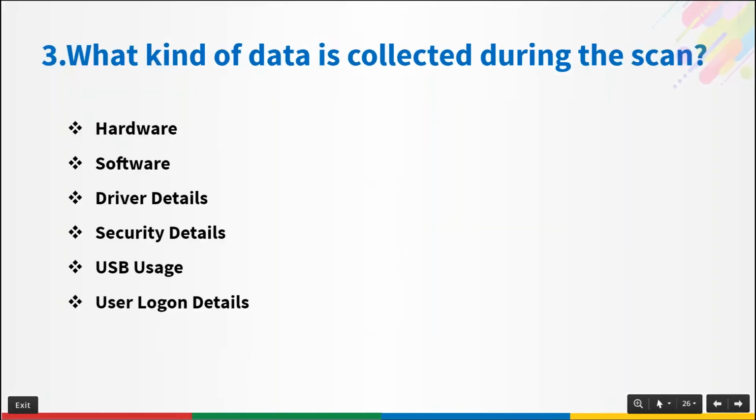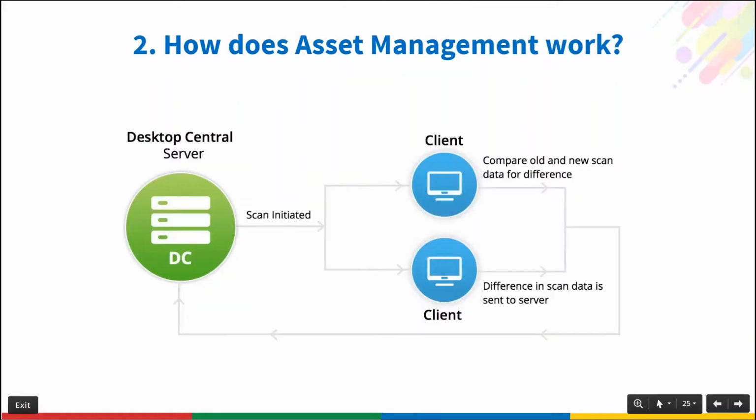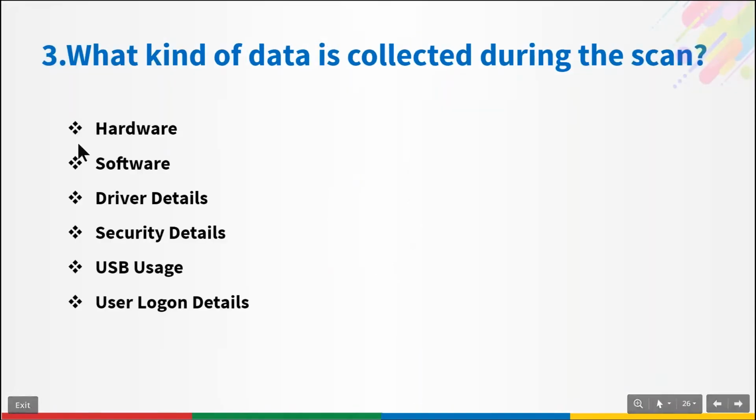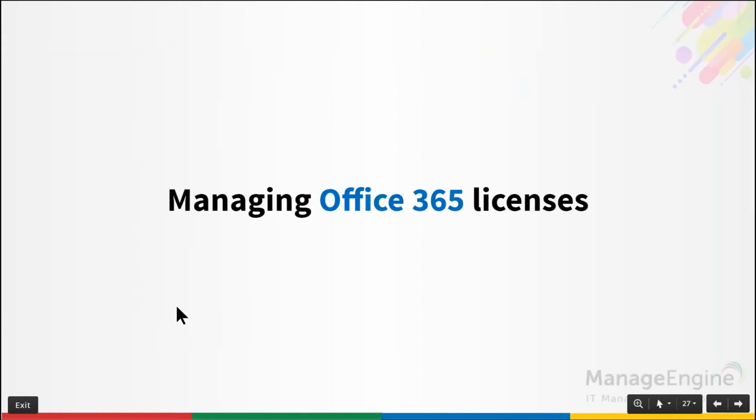So let's have a quick walkthrough of what we just saw. I've explained how a scan takes place and what details we collect: the hardware and software details, the driver information, security details, USB usage and the user logon information. Now, let's go into the real-time use cases. So here is my first use case. I'm going to show you how we can manage Office 365 licenses using our tool.